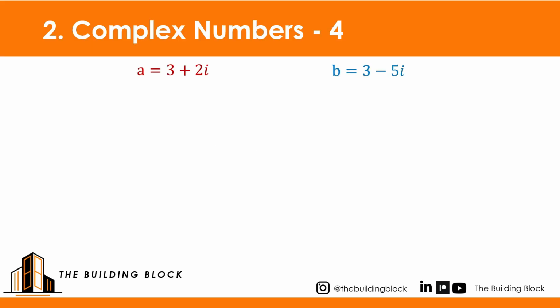Here is an example involving division of complex numbers. Let's say we have two complex numbers, a equals 3 plus 2i and b equals 3 minus 5i. So how do we divide a by b?